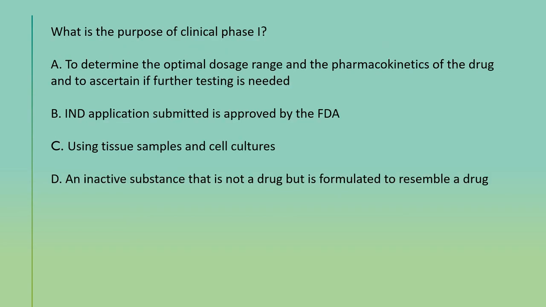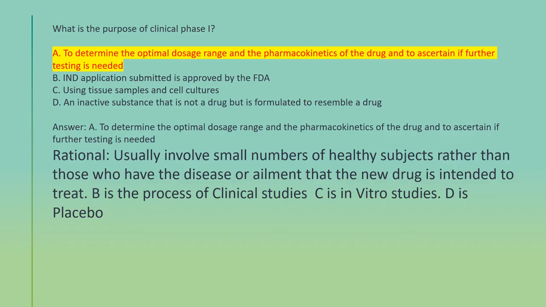What is the purpose of clinical phase 1? A. To determine the optimal dosage range and the pharmacokinetics of the drug and to ascertain if further testing is needed. B. Kind application submitted is approved by the FDA using tissue samples and cell cultures. D. An inactive substance that is not a drug but is formulated to resemble a drug. Answer A. To determine the optimal dosage range and the pharmacokinetics of the drug and to ascertain if further testing is needed. Rationale: Usually involves small numbers of healthy subjects rather than those who have the disease or ailment that the new drug is intended to treat. B. Is the process of clinical studies. C. Is in vitro studies. D. Is placebo.